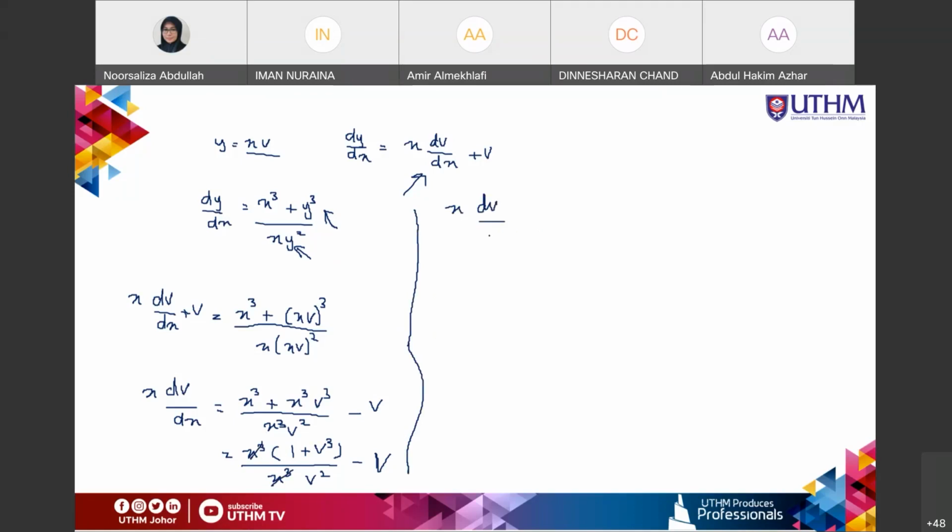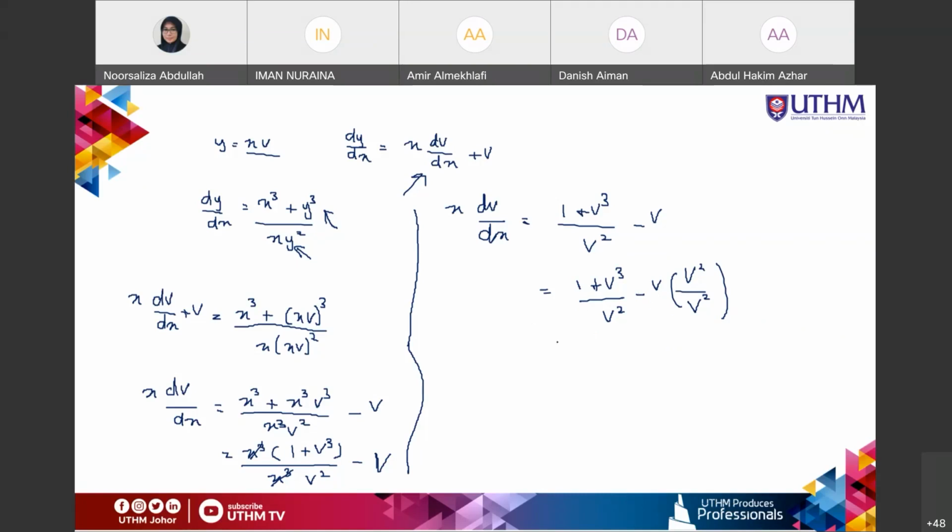So x dv over dx equals 1 plus v power of 3 divided by v squared, minus v. Right. Okay. Next, equals 1 plus v power of 3. Which part, once more? The v in brackets, v squared over v squared, because we want to make the denominators the same, v power of 2.